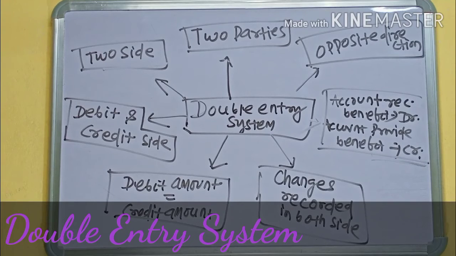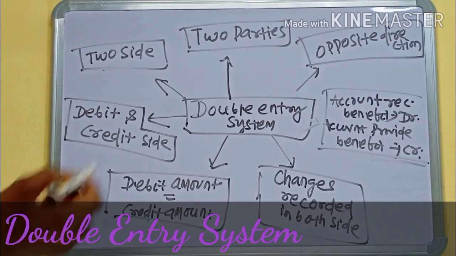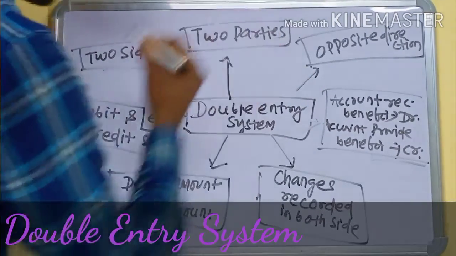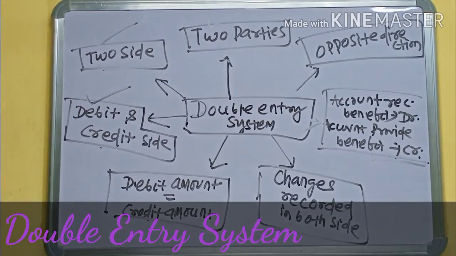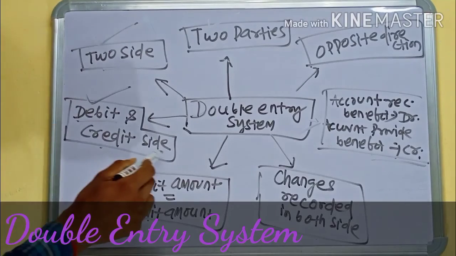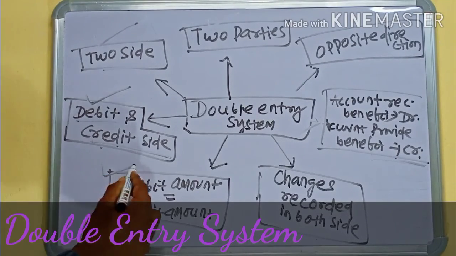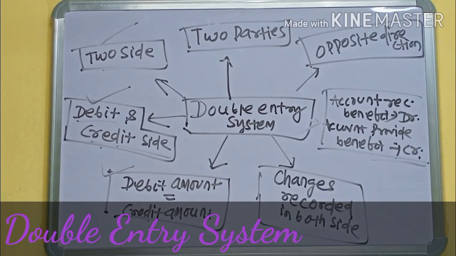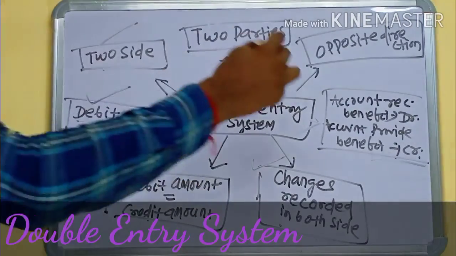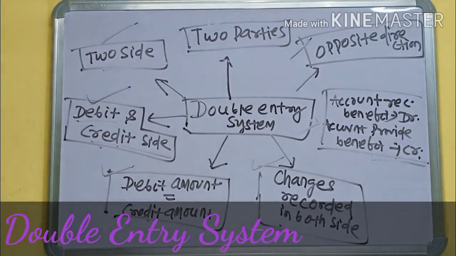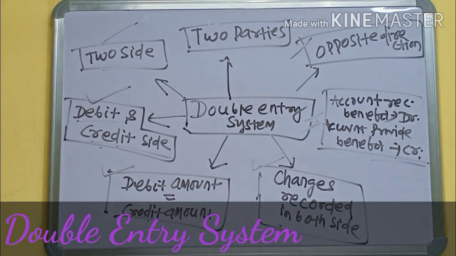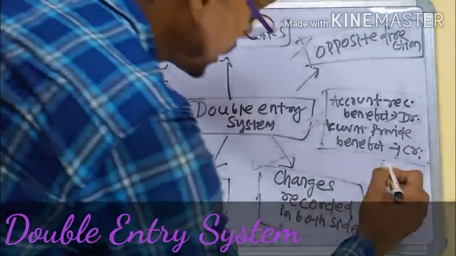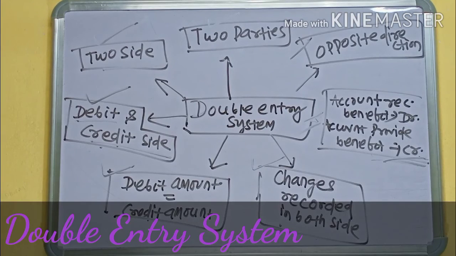Overall, these are the features of the double entry system. A double entry system involves two parties. It has two sides, one is the debit side and another is the credit side. The left hand side is known as the debit side and the right hand side is the credit side. The debit amount and credit amount must be equal. Any change made in a transaction must be recorded in both sides, and the accounts must be placed in opposite directions with the same amount. The account that receives the benefit must be treated on the debit side, and the account that provides the benefit must be treated on the credit side. Okay, thank you.